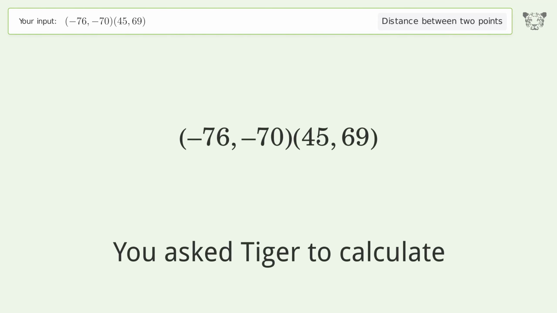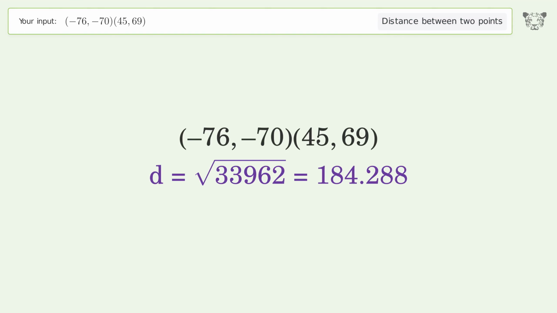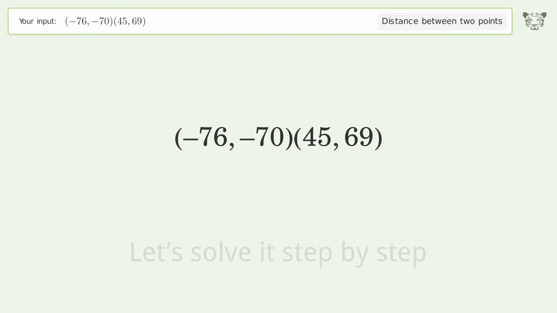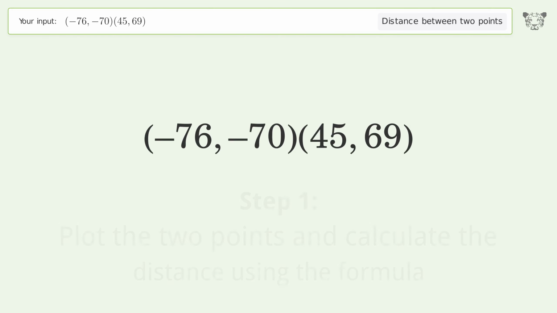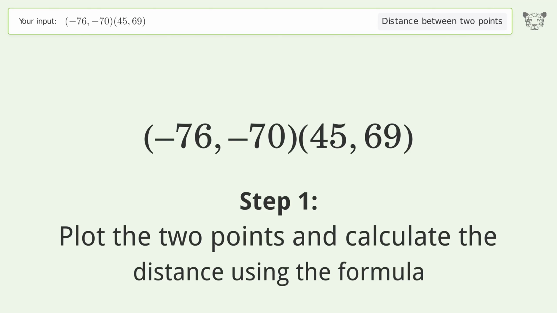You asked Tiger to calculate the distance between 2 points. The distance between the 2 points is the square root of 33,962 or 184.288. Let's solve it step by step. Plot the 2 points and calculate the distance using the formula.